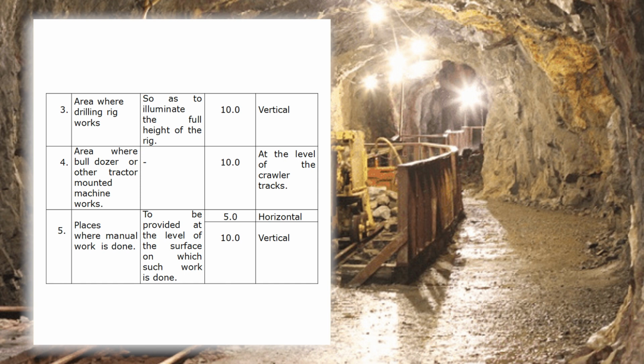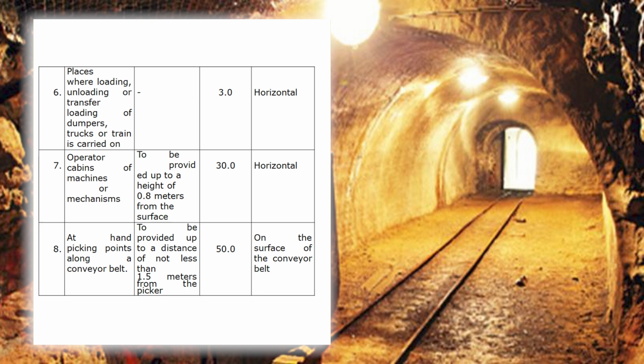Next is place where manual work is done, to be provided at the level of the surface on which such work is done. The lux is 5 and the level plane is horizontal, and also 10 lux for vertical. Next, place where loading, unloading or transfer loading of dumpers, trucks or trains is carried on, the lux is 3 and the plane and level is horizontal.